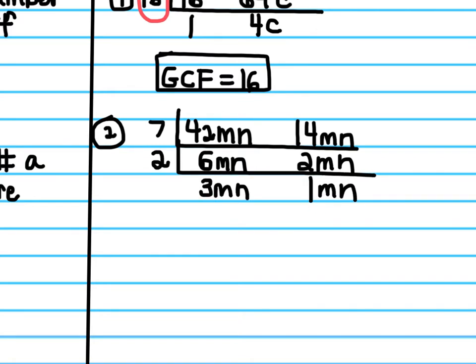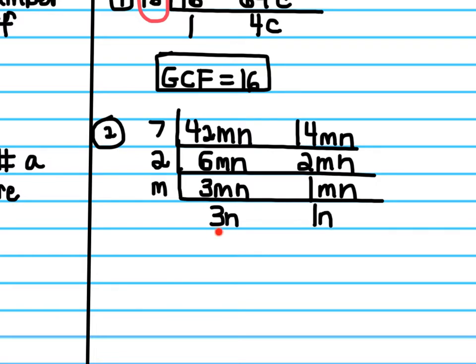Now we're going to look at the variables. We have an M here and an M here, so I can divide out an M from both terms. I'm going to go ahead and do that: another division bar, dividing out an M. When I divide out an M from here, I take this out, and all I'm left with is 3N. The M has come out. I divided it out. And then on the next term, we have 1MN. We take away that M because we're dividing it out, and we're left with 1N.